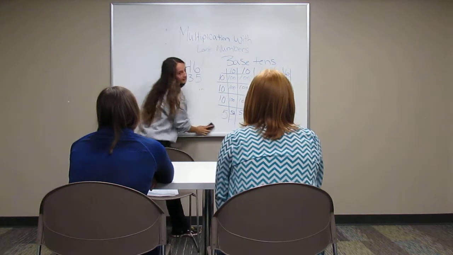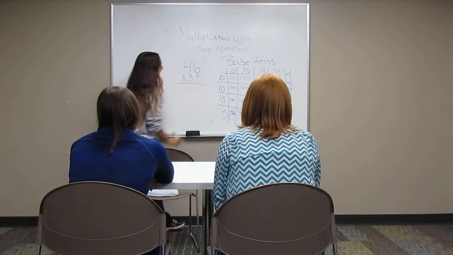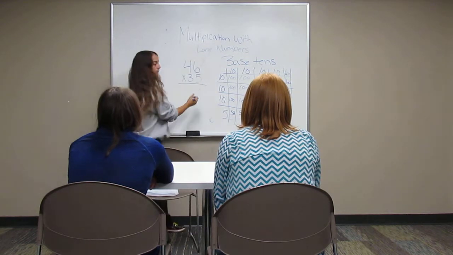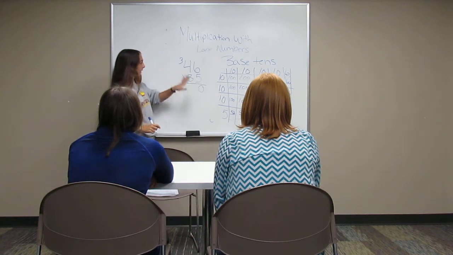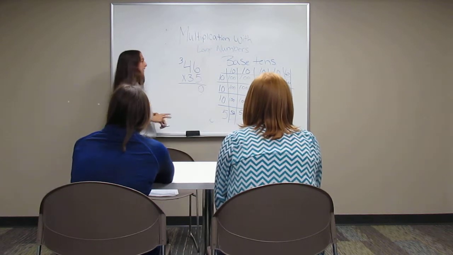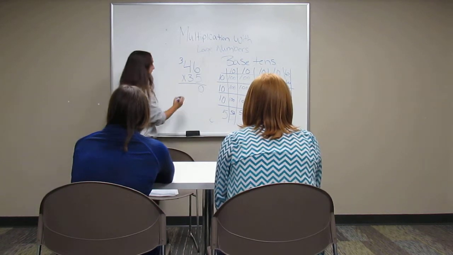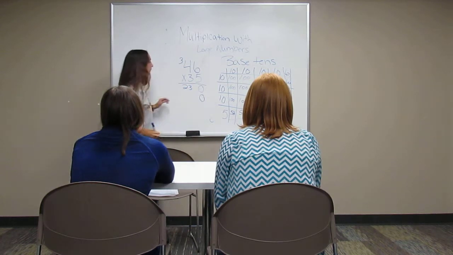So lastly, we're going to use the standard method. For the standard method, what we do is we take our 6 times our 5, which equals 30, and we put the 3 over here. So then we're going to do 5 times 4, which is 20, and then we're going to add our 3 on to get 23. So we're going to write 23 right here. Then we're going to put 0 as our placeholder here.